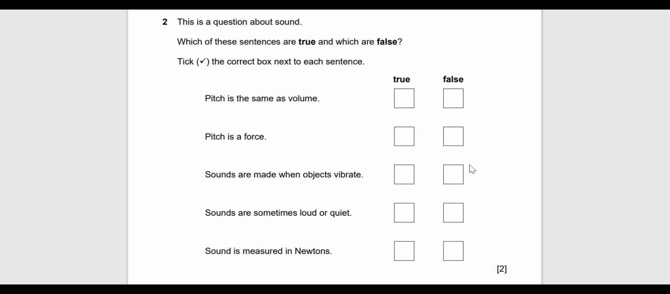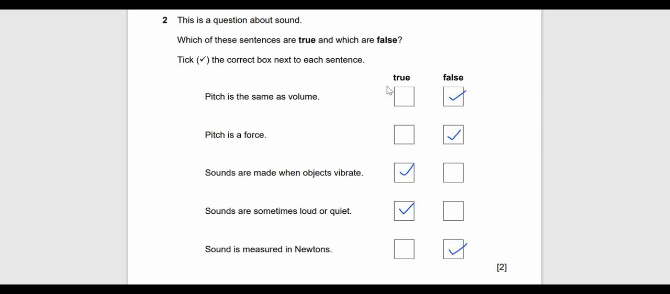Okay, let's open up the answer if you're done, and keep your answer. Let's check it out. Pitch is the same as volume is false. Amplitude is the one that determines the volume. Pitch is a force, it's false. Pitch is related to frequency. Sounds are made when objects vibrate, yes. For example, we hit the drums and the drums vibrate and it creates sounds.